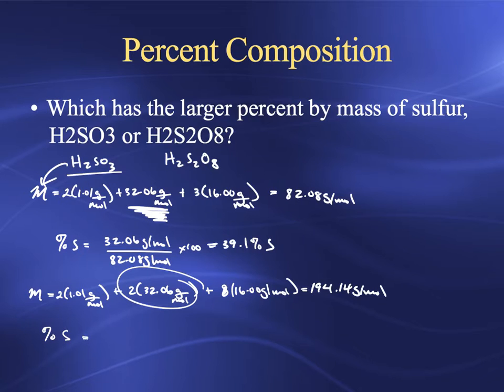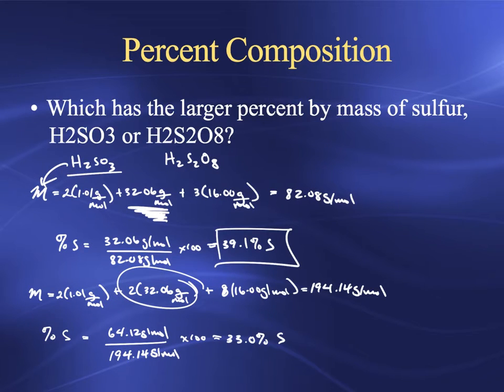Okay, the percent sulfur here, I have to take whatever that total is, and that's going to be the top. So 2 times 32.06, because I do have 2 sulfurs, not just one, 64.12 grams per mole, divided by the molar mass of the whole compound, 194.14 grams per mole, times 100. All right, so divided by 194.14 times 100, this is 33.0% sulfur. So which one has the larger percent by mass of sulfur? Well, it is the first one. Even though there's 1 sulfur, it constitutes a larger percent.